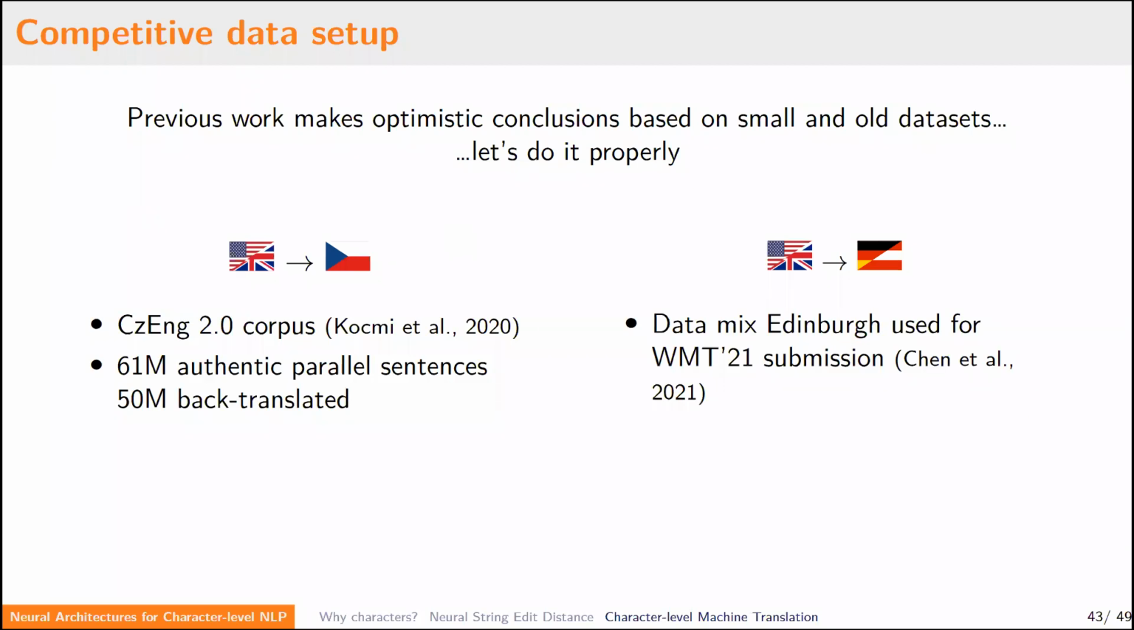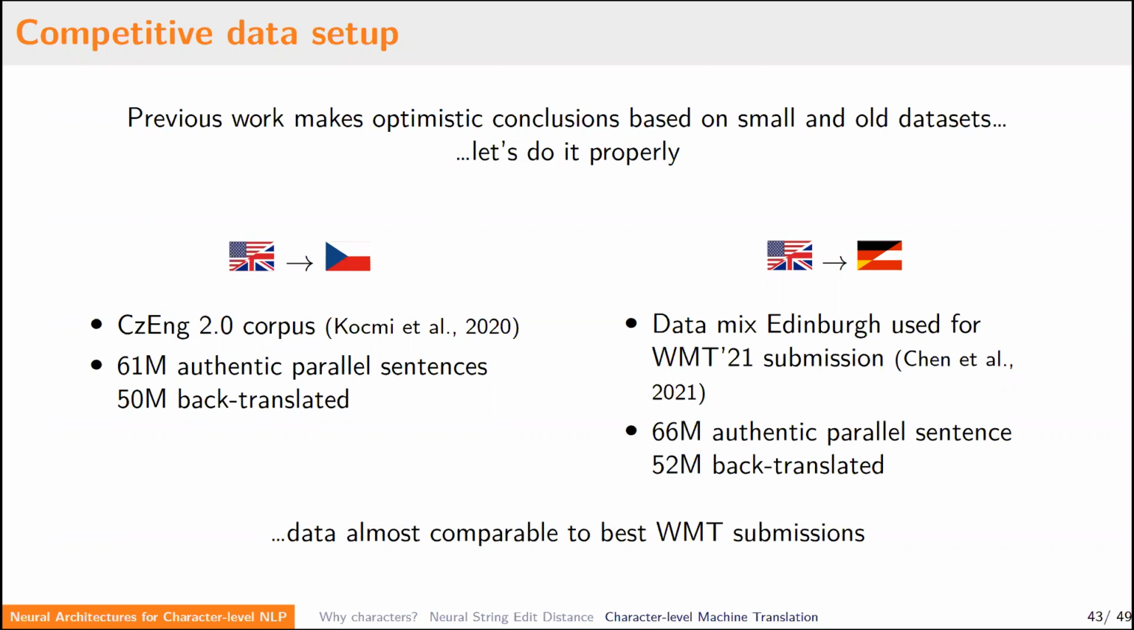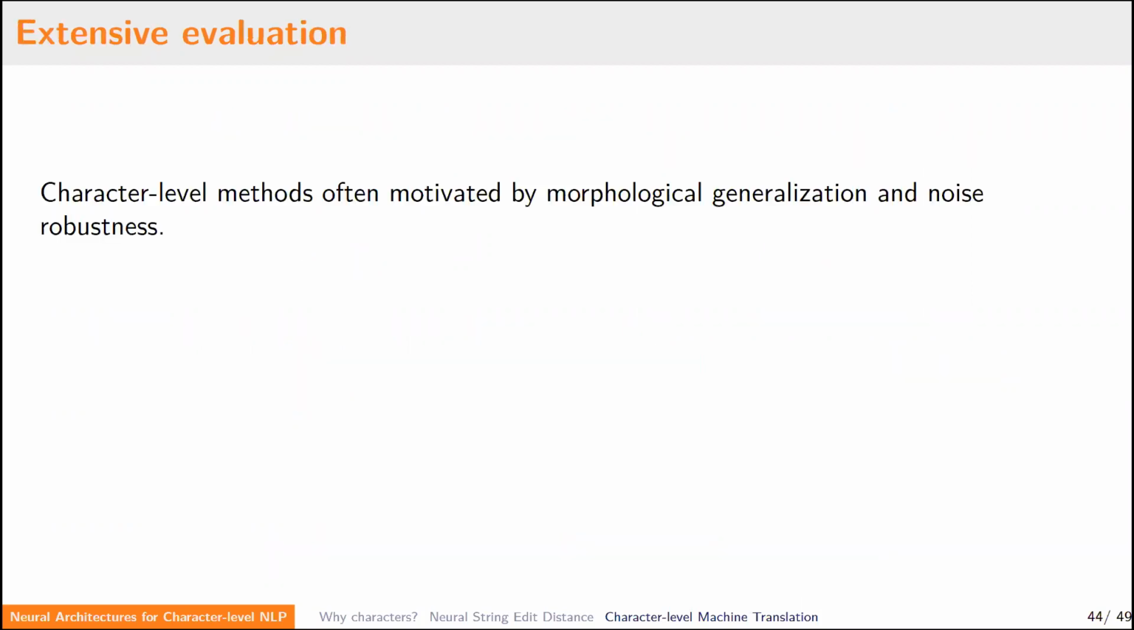For English to German, we used the data mix from Edinburgh that they used for the WMT 21 submission that Indra actually gave to me. 66 million authentic parallel sentences and 52 million back translated sentences. Just a reminder, the previous experiments were done only on 200,000 sentences, and these are tens of millions. So this is almost what's used in the WMT submissions. We did tagged back translation. We used the transformer big architecture and used Fairseq for the experiments.